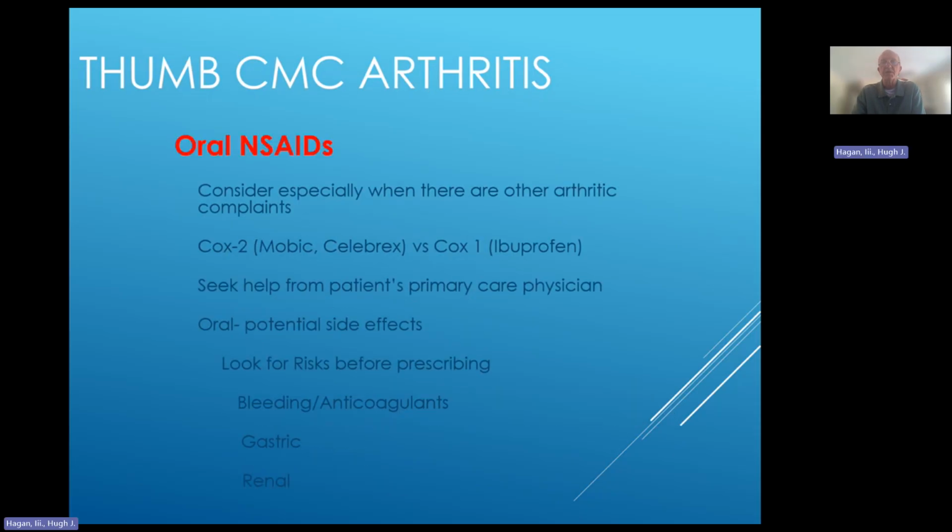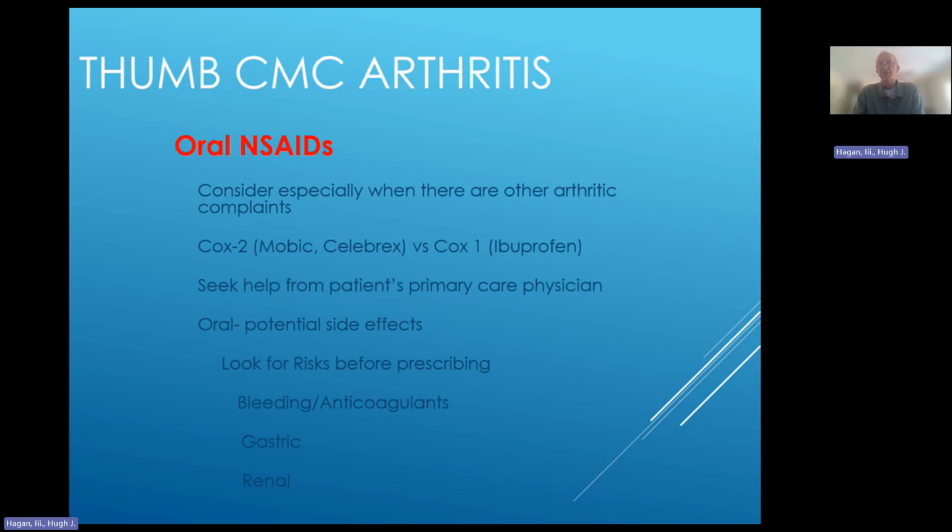Oral anti-inflammatories can be considered, particularly when there are other joints that are involved. COX-2 inhibitors such as Mobic and Celebrex are often better tolerated than COX-1 anti-inflammatories, and they have fewer side effects and don't end up needing to be taken but once a day. So most people can remember to take them.